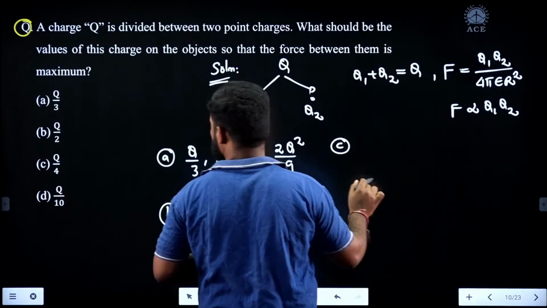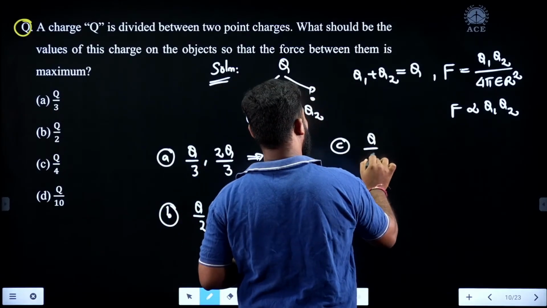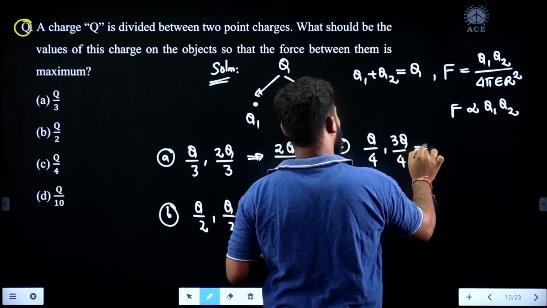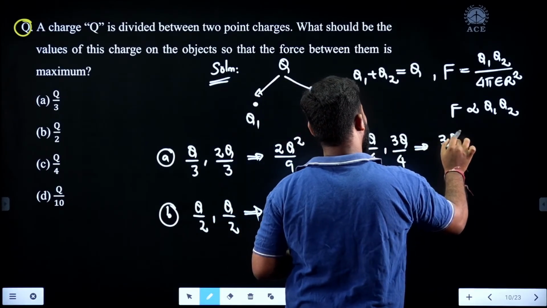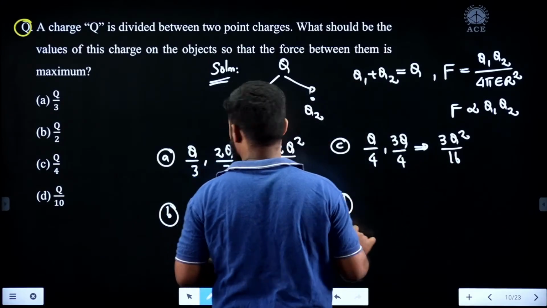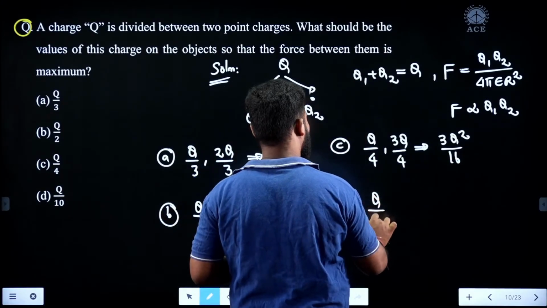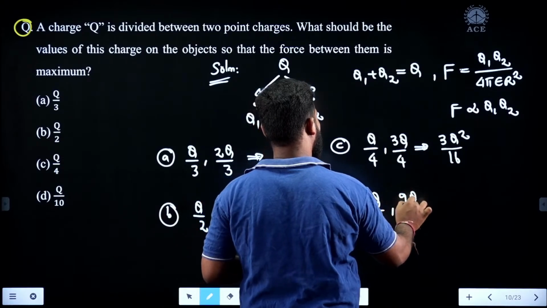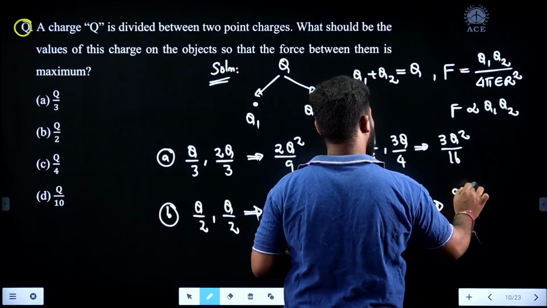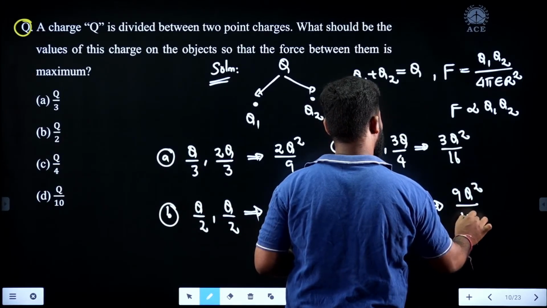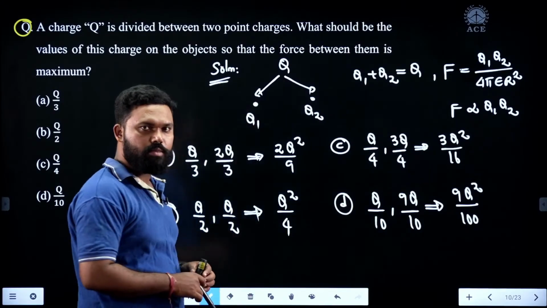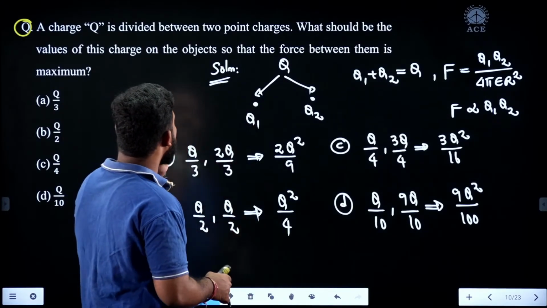Option C, Q by 4. What is the other charge? 3Q by 4. What is the product of the charges? It is 3Q square by 16. Option D, here it is Q by 10. The other charge is 9Q by 10. What is the product of the charges? 9Q square by 100. So which is the maximum among them? That will be the answer. That is what he is asking.